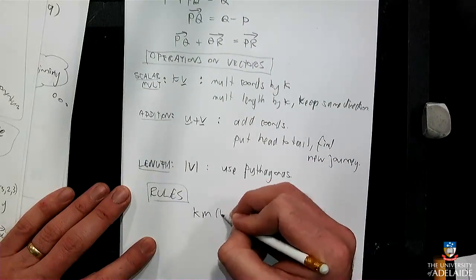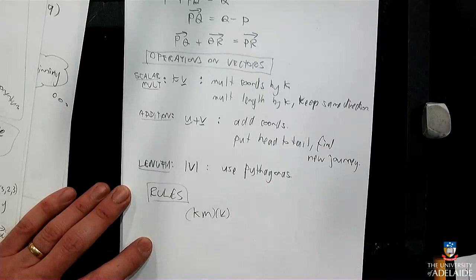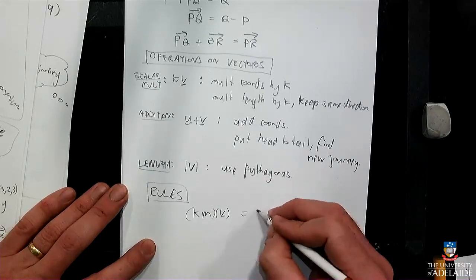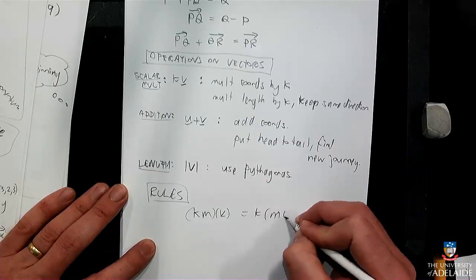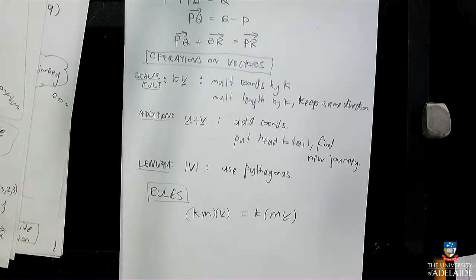K times m times v. If you multiply the numbers together first and then multiply by v, it's the same as multiplying by k. Doesn't matter what order you do them in. You can multiply v by m first and then by k, or you can multiply the k and m together and then multiply by v.